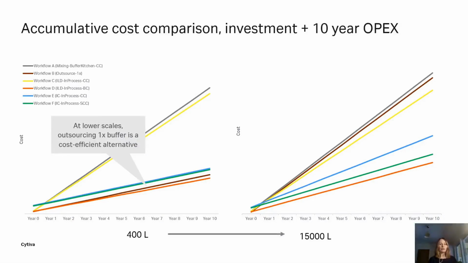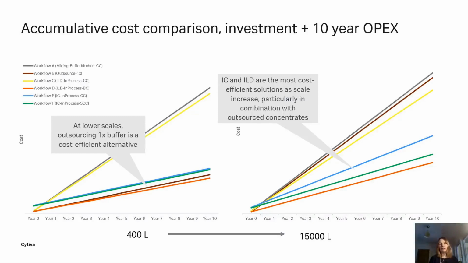Outsourcing buffers is a good alternative at the lower scale. When you move up in scale, inline conditioning and inline dilution are the most cost-efficient ones. And if you want to prepare your stock concentrates or stock solutions in your own way, inline conditioning is the best option.